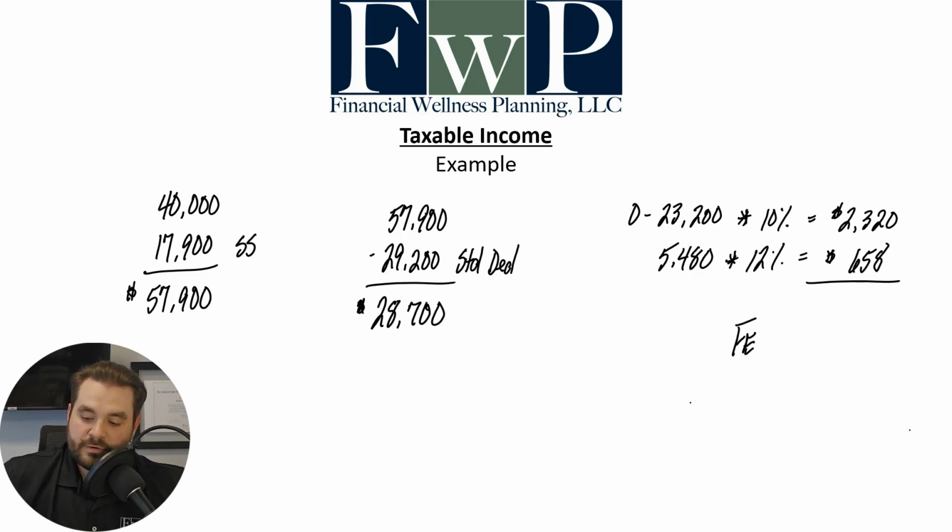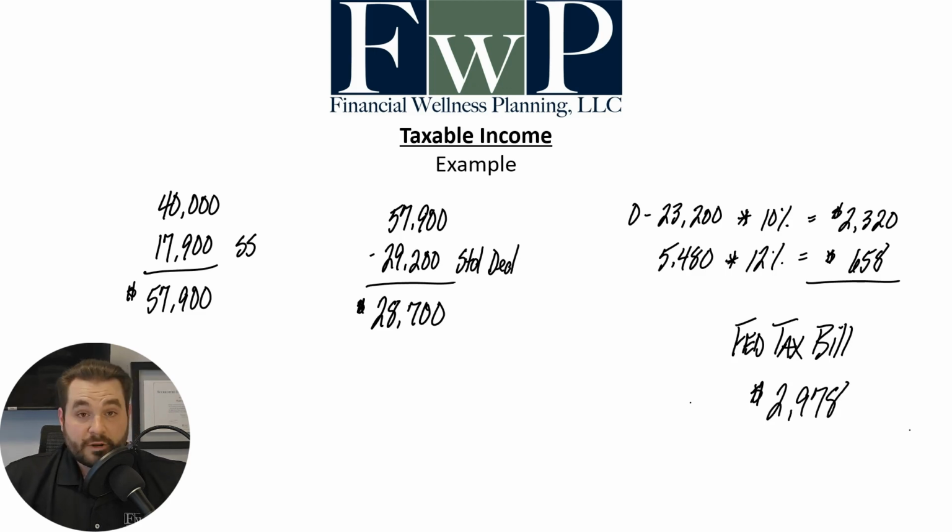So their total federal tax bill with $40,000 of taxable income and $17,900 of taxable Social Security is $2,978. That's not a bad tax bill, especially if you receive $76,000 of income, but it's still a tax bill that could be avoided with a little bit of planning. So what we're going to go into next is what their situation would look like if they withdrew some of their money from a Roth IRA as opposed to a pre-tax retirement account.